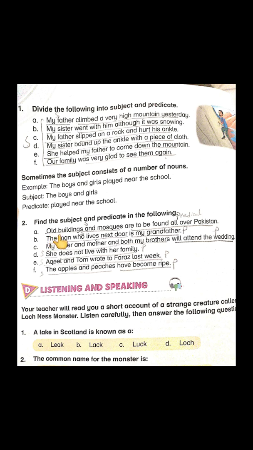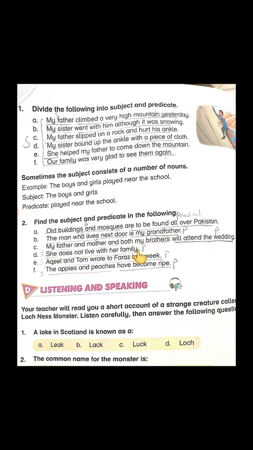A is, our buildings and mosques are to be found all over Pakistan. So what is the subject here? Our buildings and mosques. Are to be found all over Pakistan is our predicate. Second is, the man who lives next door is my grandfather. And what is the subject here? The man who lives next door. More than one noun is in the subject. Underline it. Is my grandfather is the predicate.